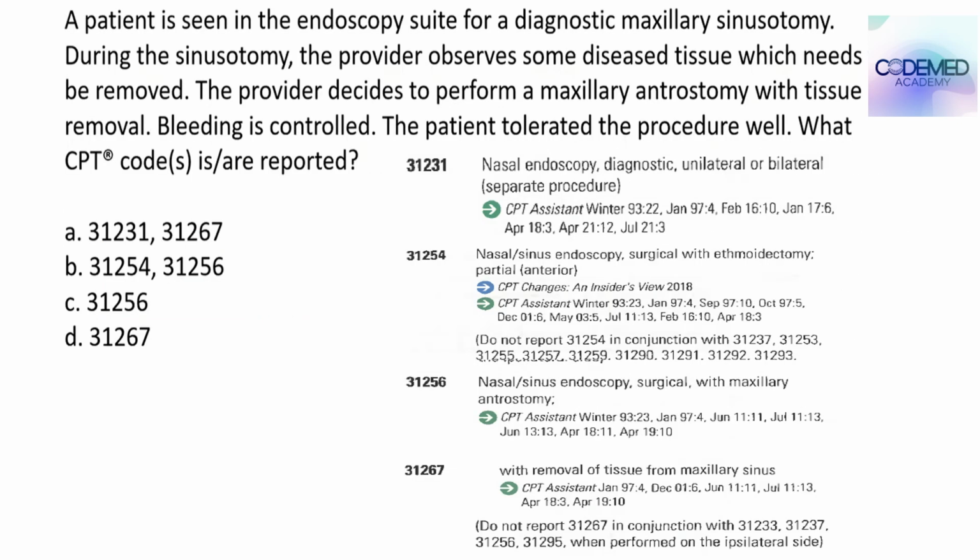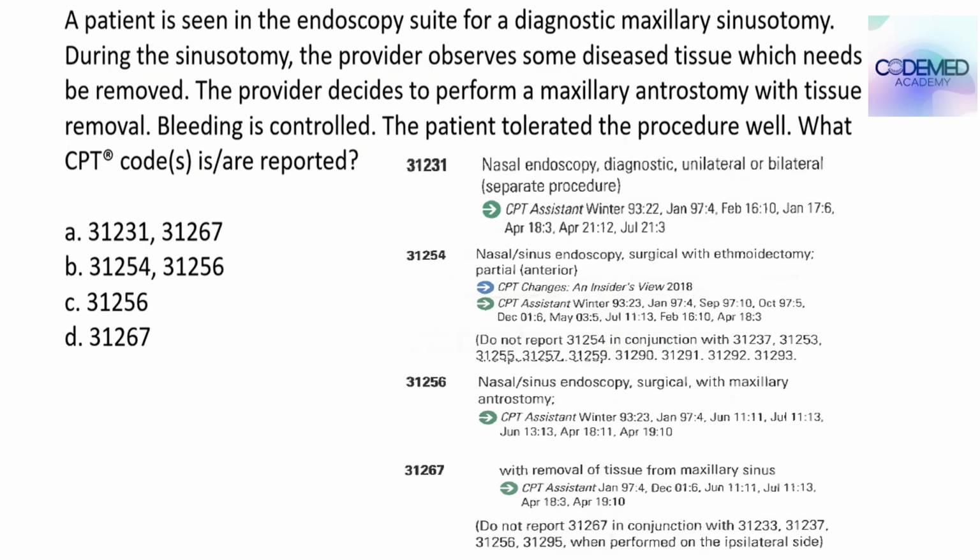So the patient is seen in the endoscopy suite for the diagnostic maxillary sinusotomy. During the sinusotomy, the provider observes some diseased tissue which needs to be removed. The provider decides to perform the maxillary antrostomy with a tissue removal. Bleeding is controlled. The patient tolerated the procedure well. What CPT codes are reported? And here your options are there. So we will eliminate the wrong options.